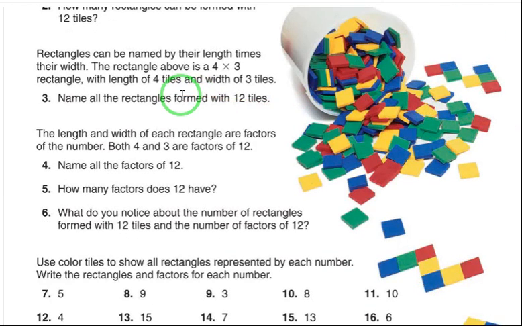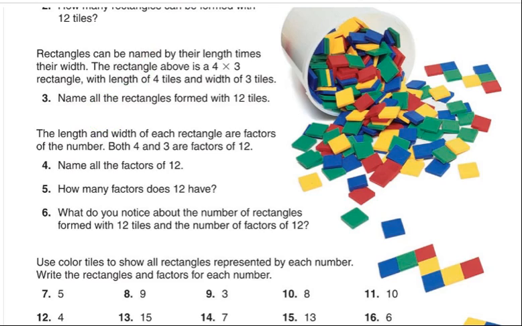Okay. Now rectangles can be named, as I told you, by their length times their width. The rectangle above is 4 times 3. Rectangle with length of 4 and width of 3. A length is always, let's say, greater than the width. Okay. Now name all the rectangles formed with 12 tiles. As I told you, with 12 tiles I can form 3 rectangles.